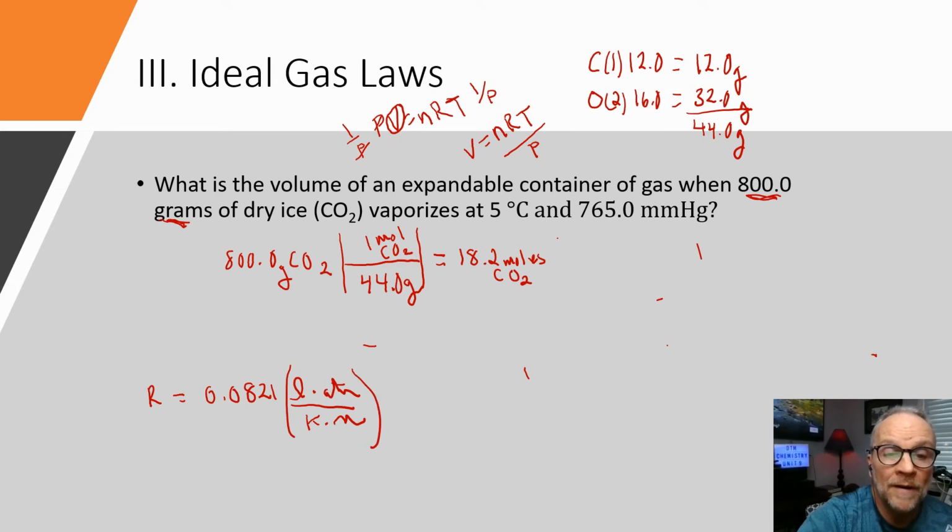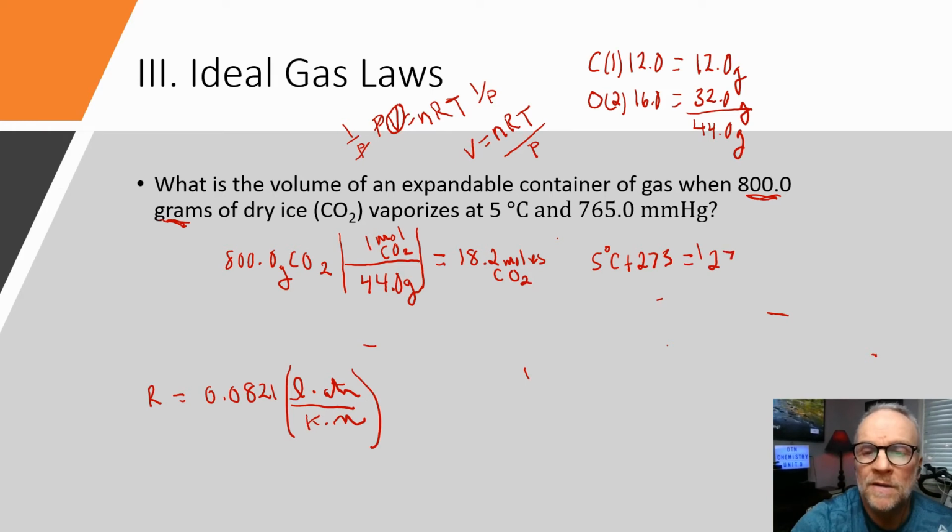So now we've got to make sure that our other variables here are in those units. And we see right away that they are not. We have 5 degrees C, and so we will have to change that to Kelvin. So 5 degrees C plus 273 will give us 278 kelvins, right? And then we're going to have to change our millimeters of mercury to atmospheres.